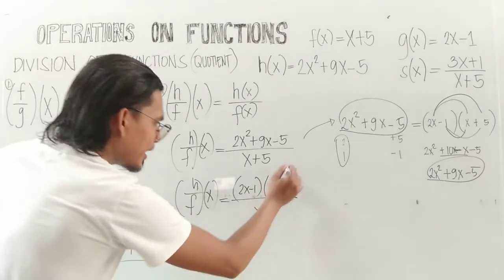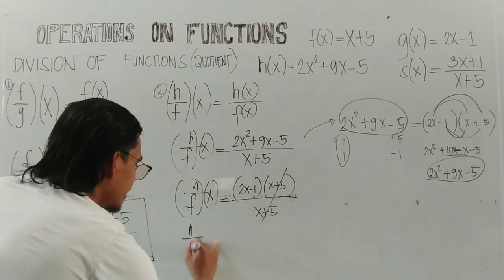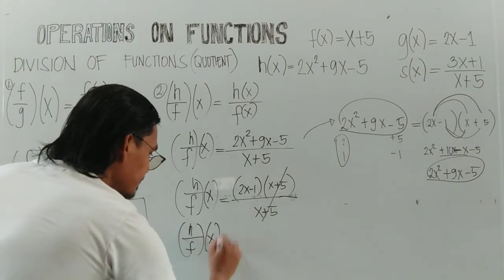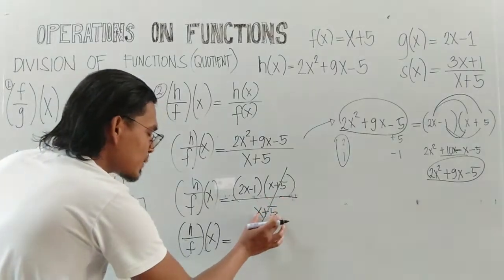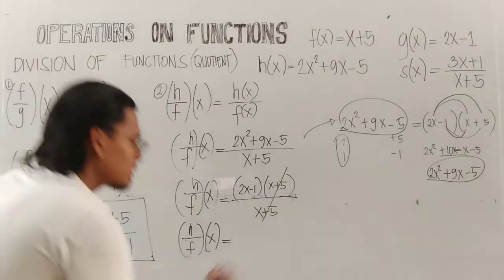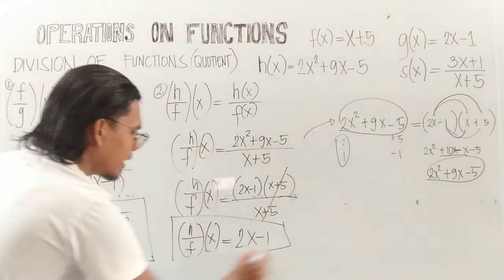Or to be more shortcut, some say that it is cancelled, so it's not. So x plus 5 divided by x plus 5 is 1. So the remaining is 2x minus 1.